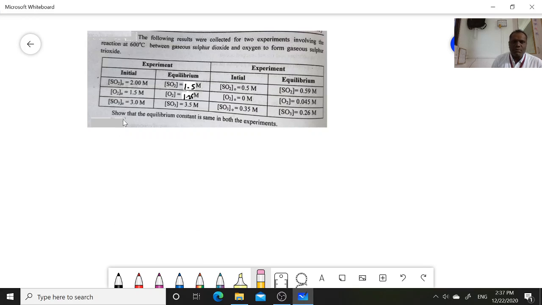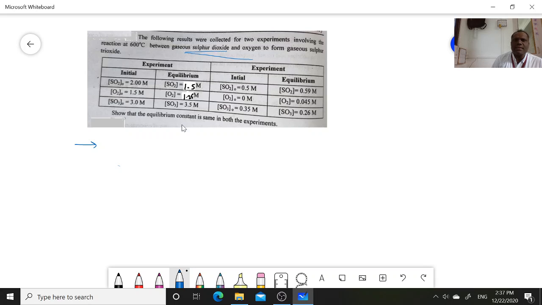What we have to do? We have to show that the equilibrium constant is the same in both the experiments. Remember that in both the experiments, the equilibrium constant value is the same. For that, first, what do we have to do? We have to read the problem two times. We have read the problem.